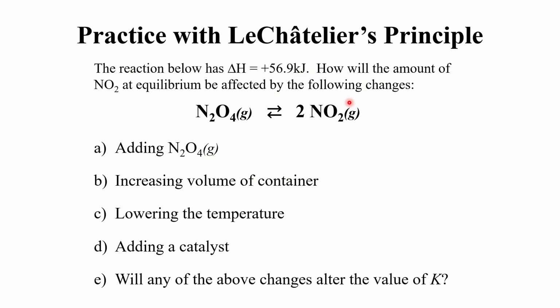Okay, let's have you try this practice problem. The reaction below has a delta H of plus 56.9 kilojoules. How will the amount of NO2 at equilibrium be affected by the following changes? So I would like you to pause the video and try these 5 questions.